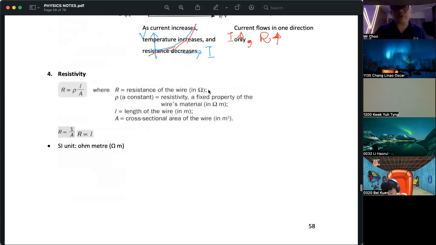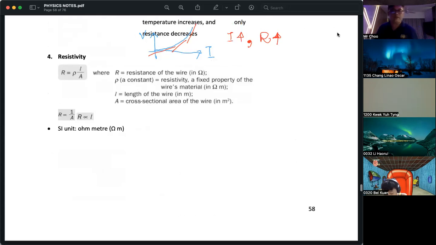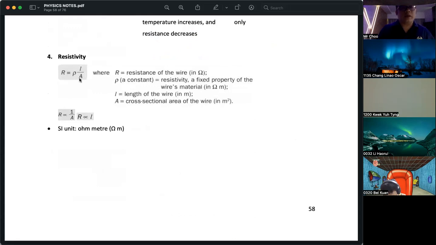Last week we also talked about this thing called the resistivity. We mentioned before, the resistance is proportional to the length and the cross-sectional area. So the greater the length, the greater the resistance. Likewise, the greater the cross-sectional area, the lesser the resistance. This is all that we mentioned last week.